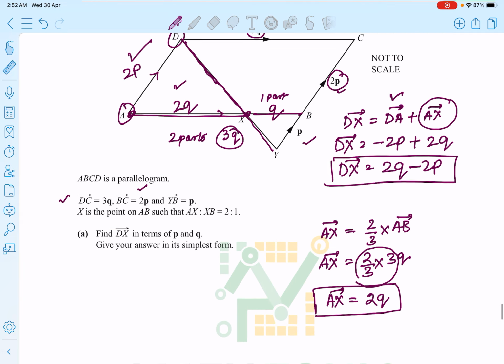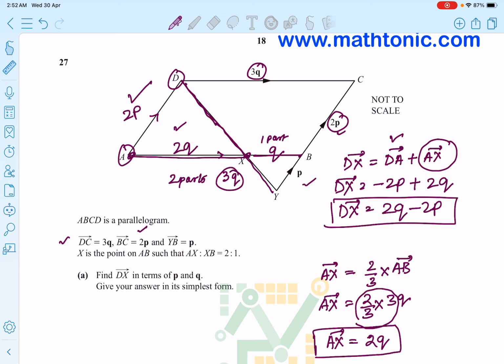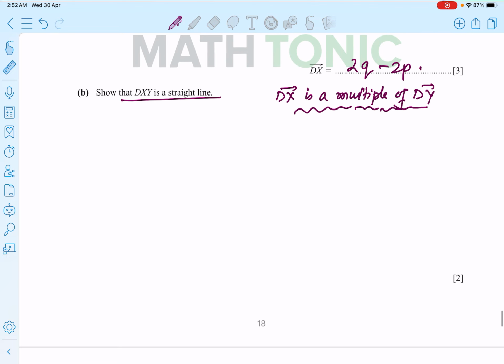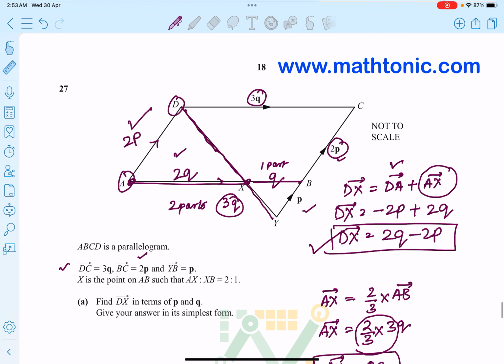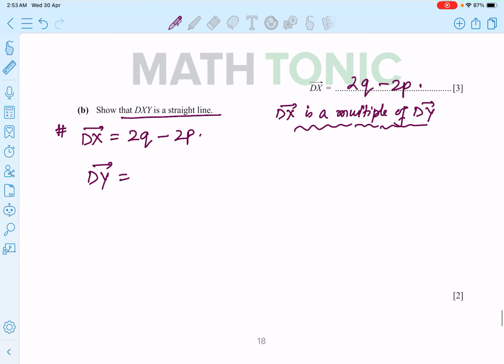So how to prove this? First check, can I find the value of DX? Yes, we already have DX, that is 2Q minus 2P. Let me write it again, DX vector, we already got this, 2Q minus 2P. Now can we find the value of DY vector? Yes, let me try. DY equals DC plus CY. Got it? So I'm writing this one, DC plus CY vector. Did you get it, everyone?